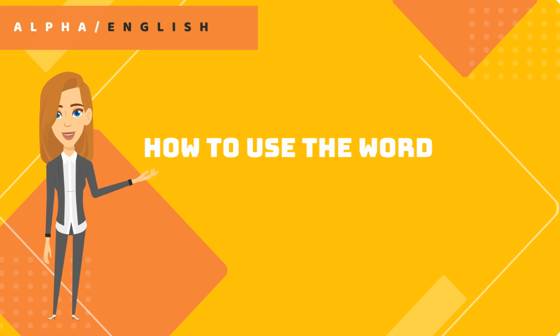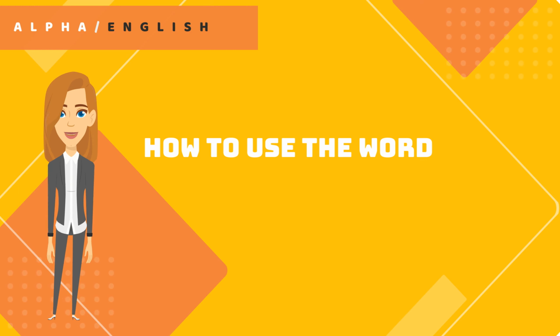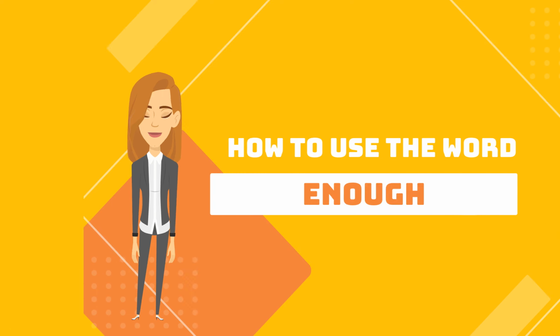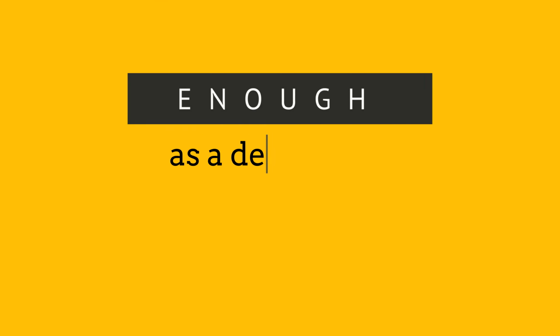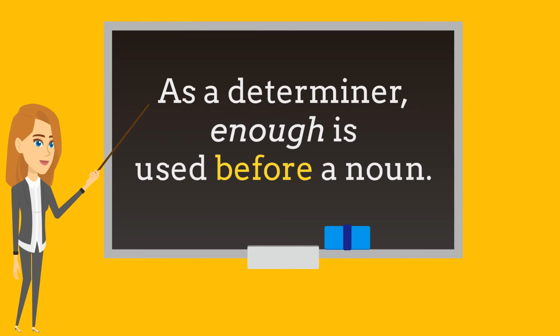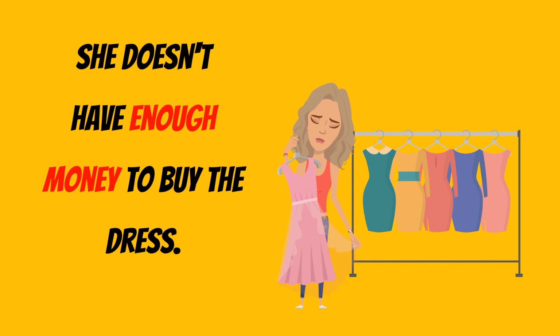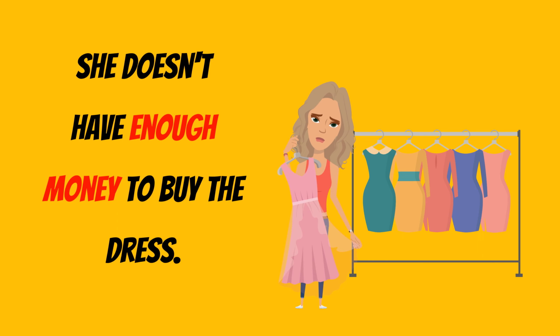In this lesson, we are going to learn how to use the word enough. Enough as a determiner. As a determiner, enough is used before a noun. Let's see some examples. There was enough food for everyone. She doesn't have enough money to buy the dress.